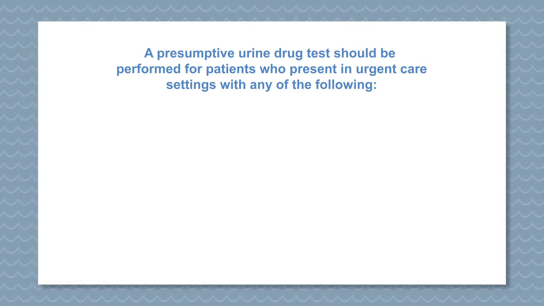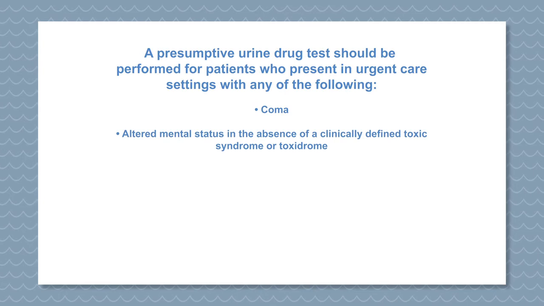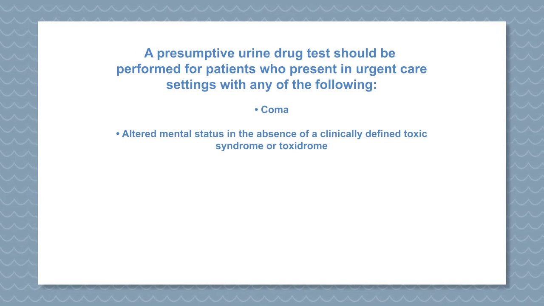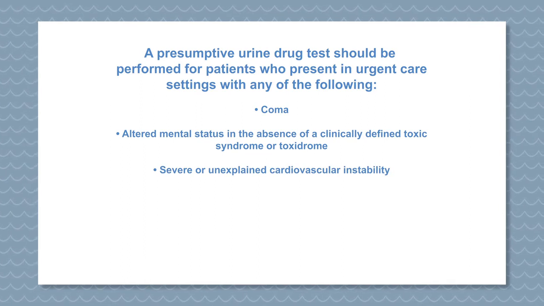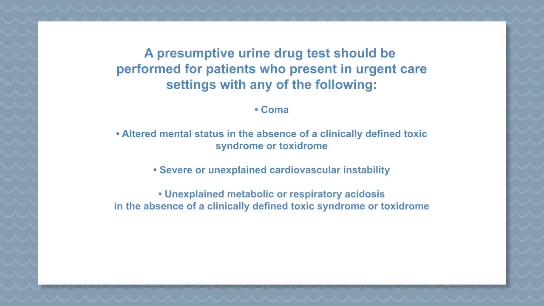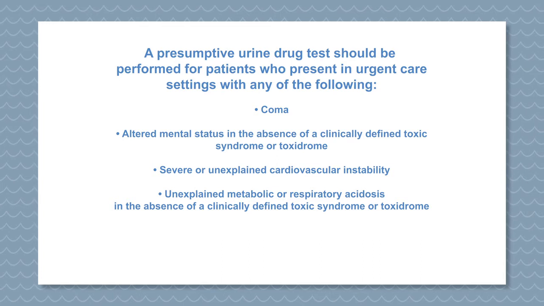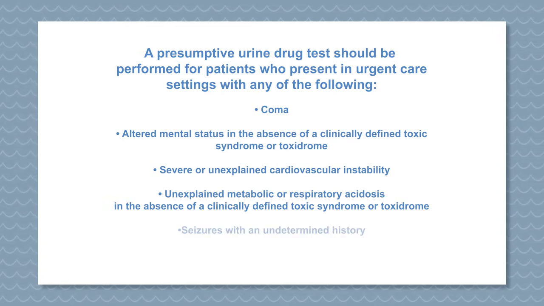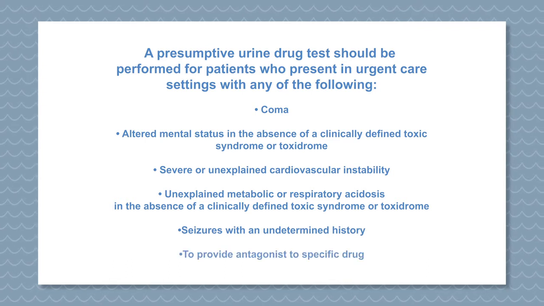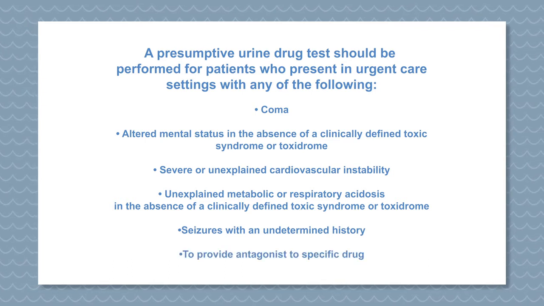A presumptive urine drug test should be performed for patients who present in urgent care settings with any of the following: coma, altered mental status in the absence of a clinically defined toxic syndrome or toxidrome, severe or unexplained cardiovascular instability, unexplained metabolic or respiratory acidosis in the absence of a clinically defined toxic syndrome or toxidrome, seizures with an undetermined history, to provide antagonists to specific drug.